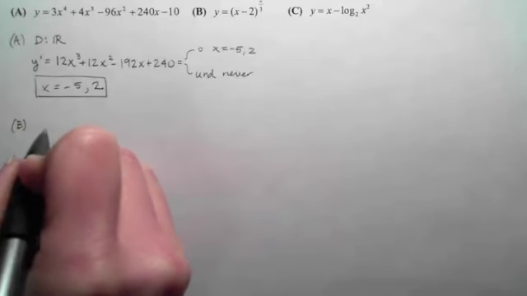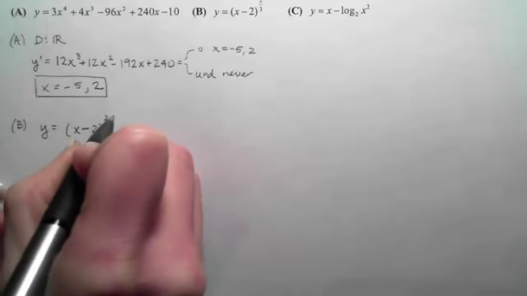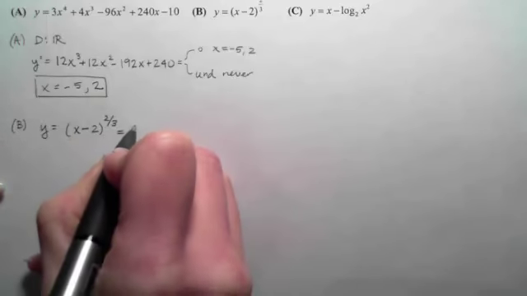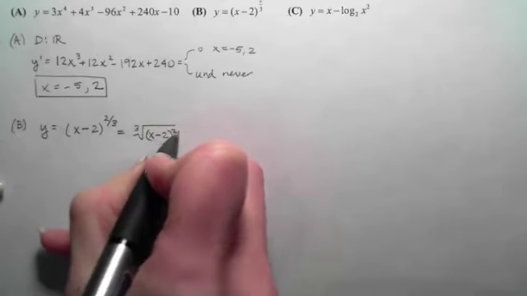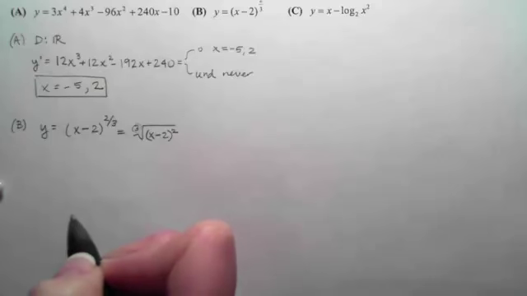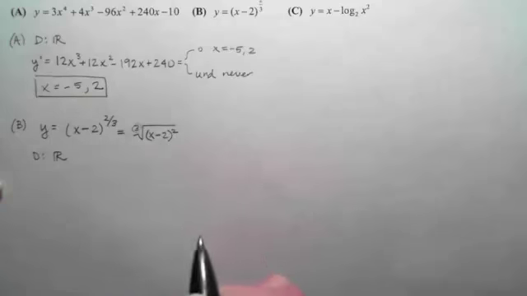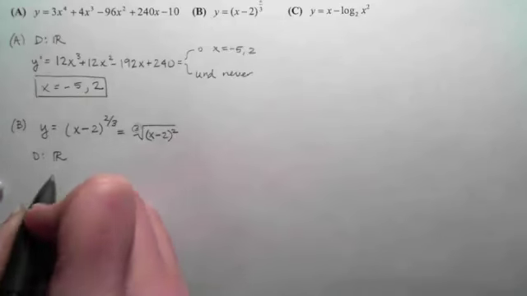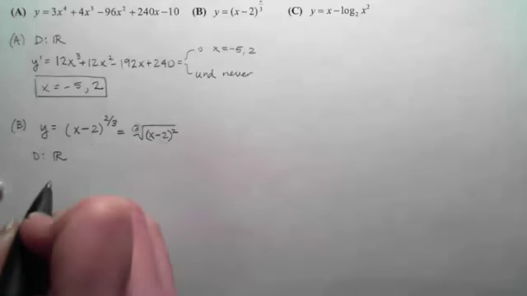If I look at B, I have y equals x minus 2 to the 2/3. Well, that's the same as the cube root of x minus 2 squared, and I write it that way so that you recognize that it's an odd root. So that means my domain has no problems. So all reals will be my domain. So again, I'm looking to see when the derivative of this is 0 or undefined.